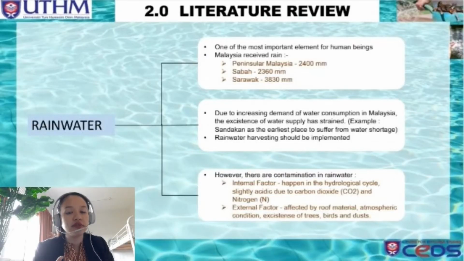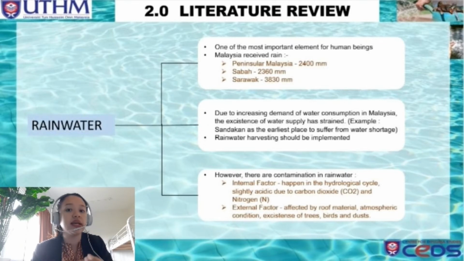Now let's discuss further regarding the rainwater itself. As we all know, water has become one of the most important elements in human life. We are blessed that Malaysia receives as much as 2,400 mm of rain in Peninsular Malaysia. For Sabah, it is 2,360 mm, while for Sarawak it is 3,830 mm.